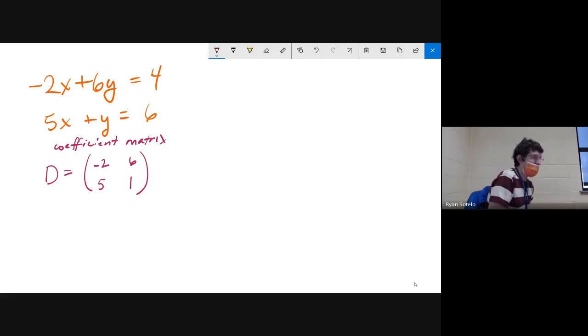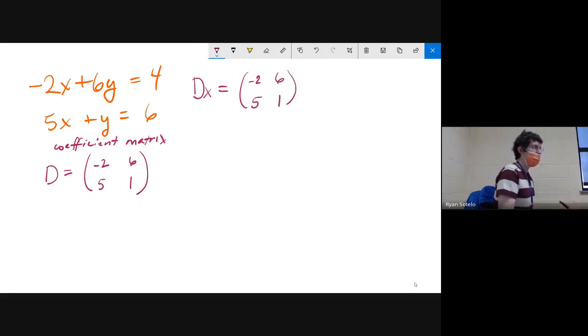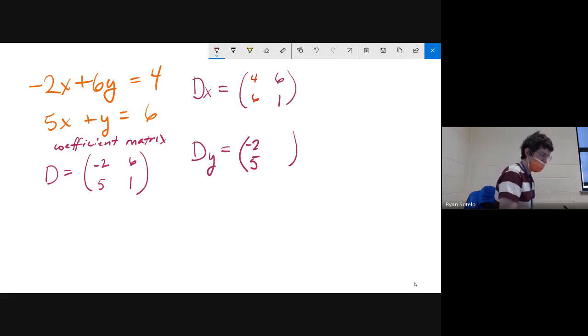You're also going to find two other matrices. I'll call this dx. You're going to rewrite the same matrix, but when you're building the one to solve for the x variable, you're going to replace the x coefficients with these other two numbers. So I'm going to put 4 and 6 there. For the y, you're going to do the same thing. You're going to have -2 and 5 in the first column, but for the y coefficients, you're going to replace those with 4 and 6.